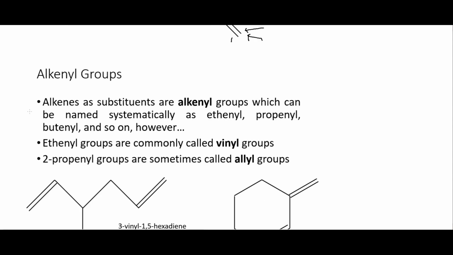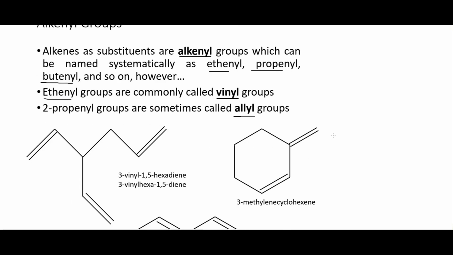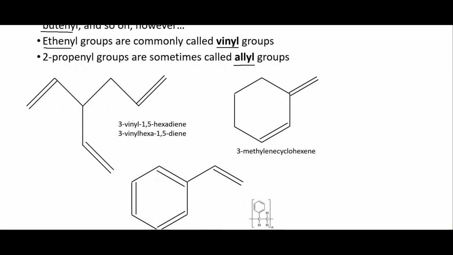All right, then we can have double bonds as substituents. And so alkenes as substituents are called alkenyl groups, which can be named systematically as ethenyl and propenyl, butenyl, pentenyl, hexenyl, so on and so on. However, ethenyl groups are commonly, in fact, you'll probably see it mostly called vinyl groups. And 2-propenyl groups are sometimes called allyl groups. And so, for instance, here we have this 3-vinyl-1,5-hexadiene.